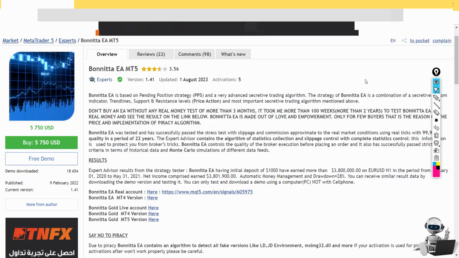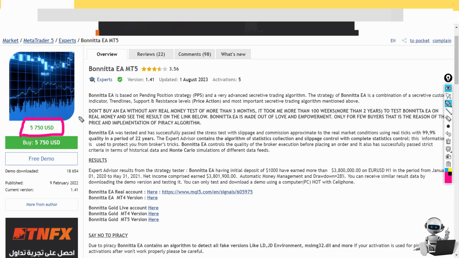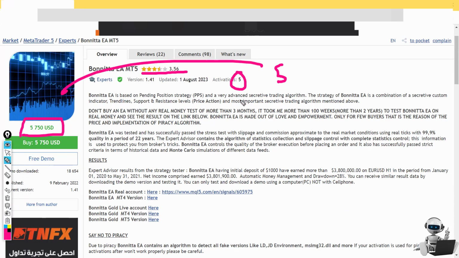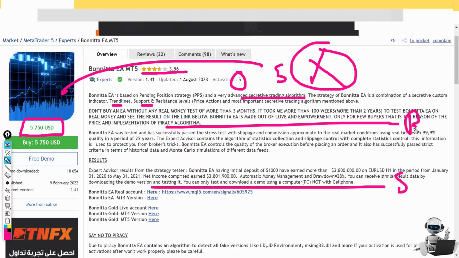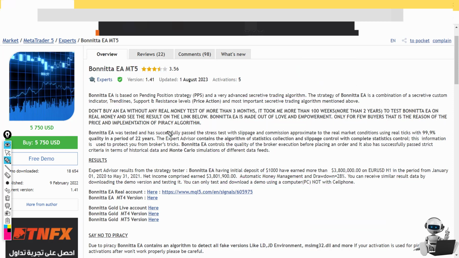For Bonita EA, as you can see, the price just increased by 700 US dollars as we spoke. For the Bonita MT5, we have a good rate, and you will get only 5 activations if you purchase from here. He said the Bonita EA is a very secretive trading algorithm, so he does not explain what the strategy behind this EA is, but it is said to be a combination of custom indicators, trend lines, support and resistance. So we have support, resistance, channels, and probably trend lines. That's how it is working at least.